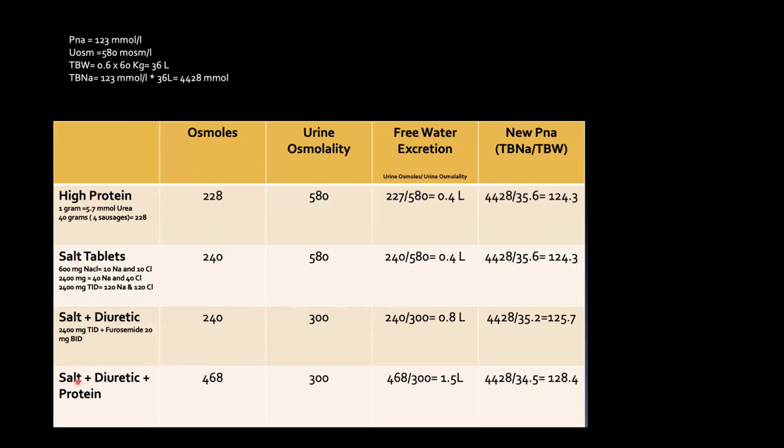I give them a salt, I give them a diuretic, and I give them a protein. So salt and protein will add 228 plus 240. That is 468 osmoles to his urine. The diuretic will reduce his urine osmolarity. So the free water excretion per day will be about 1.5 liters. So his new plasma sodium will be 4428 divided by 34.5, that is 128. So his plasma sodium will go from 123 millimoles to 128 millimoles.